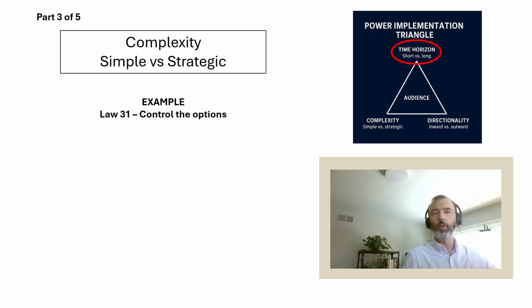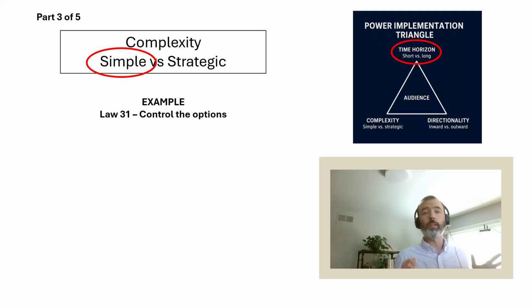So in this example, we're going to be focusing on Law 31, control the options. Remember, Law 31 is about controlling the cards that are dealt, so those are the only cards that your counterpart has to choose from. It's about giving them the illusion of choice when really you've only provided them with choices that are acceptable to you. So that's Law 31. First, we're going to start focusing on the simple piece, right? What is a simple implementation of this?